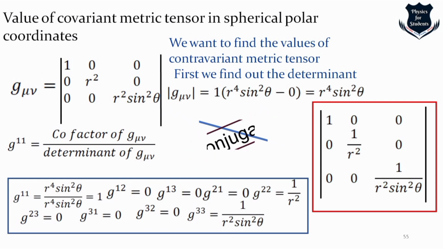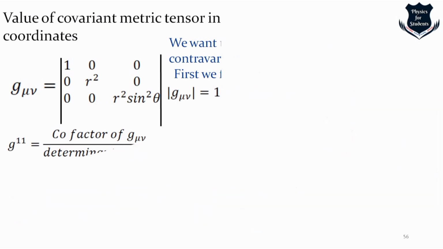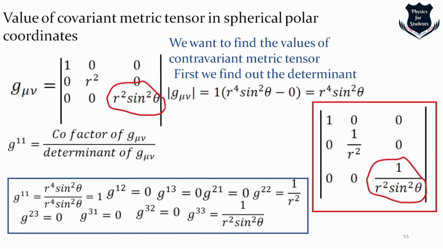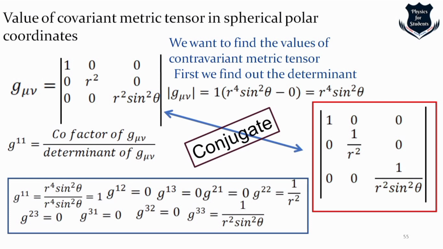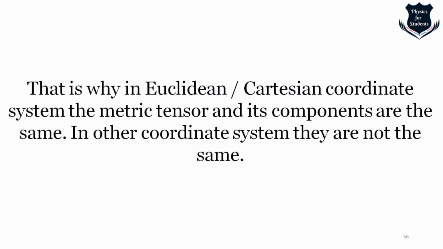So what are those conjugated values? You see this one, and then this one, and then this one. Yeah. So these are actually what shows that it is a conjugate. So the value of a covariant tensor is not the same, it is a conjugate, right? So this is why we say in Euclidean Cartesian coordinates the metric tensor and its components are the same.